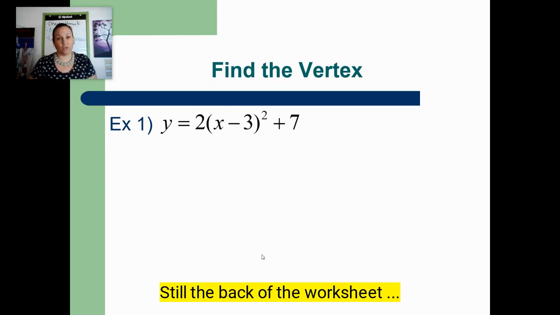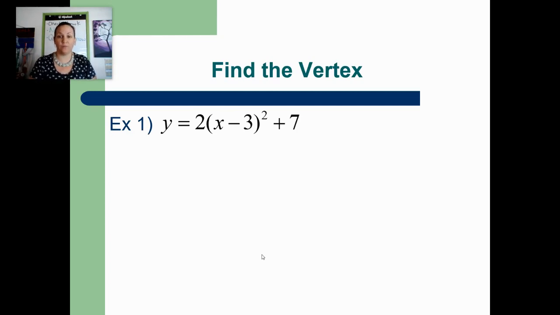So in this equation, this is in vertex form. I can tell because of the parentheses squared. And if I want to find the vertex, I'm going to take the opposite of the number with the x, so positive 3, and then I'm going to take the number that's being added at the end, so positive 7. And so my vertex for this problem is positive 3 and positive 7.